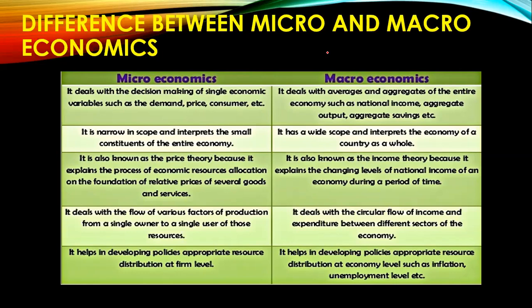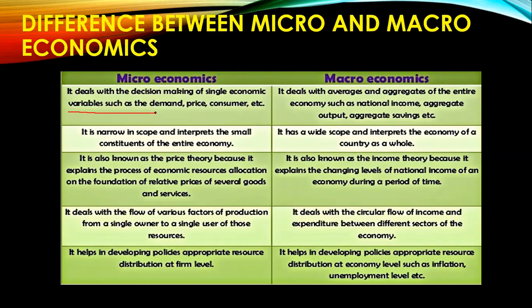Let's understand what these two subjects are. Micro means I or small, like you can see the I over here. So this I means individual or at a smaller level. While we are studying anything at individual level, we are studying at micro level. Microeconomics deals with the decision making of a single economic variable. Single means at individual level, like individual demand, individual price, one consumer's income, a single firm, and so on.